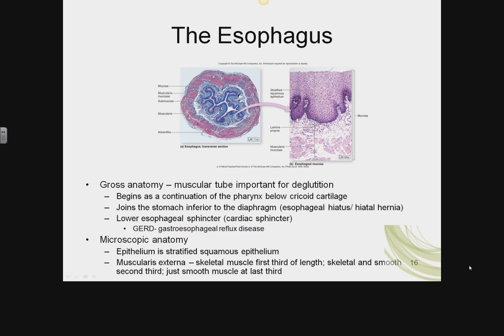And the empty esophagus is flattened. There is no continuously open lumen. It's only open when there's a passing bolus of food, which slightly expands the esophagus.